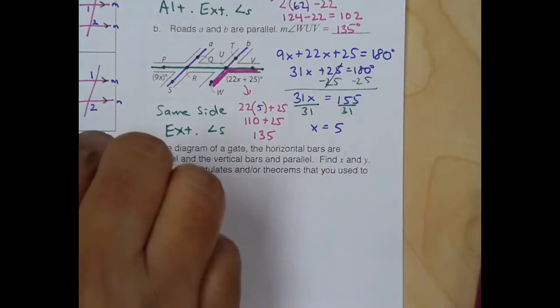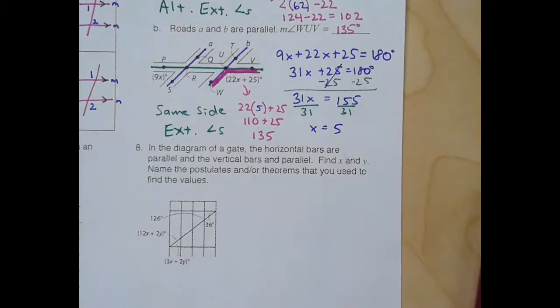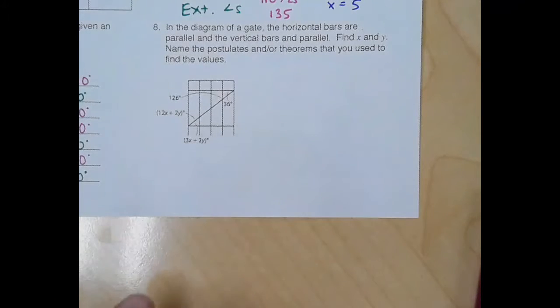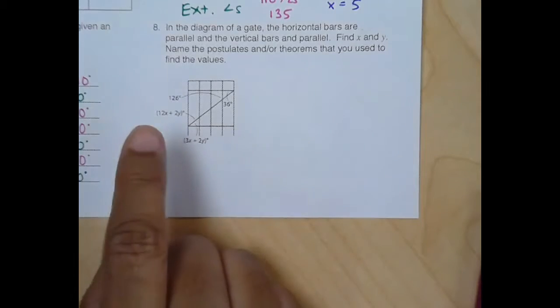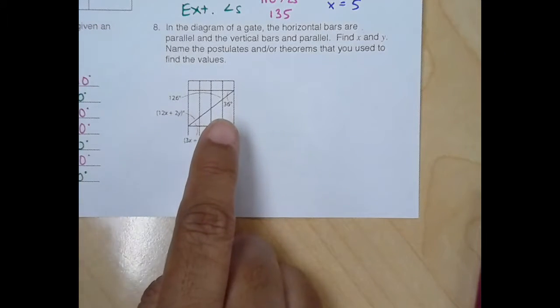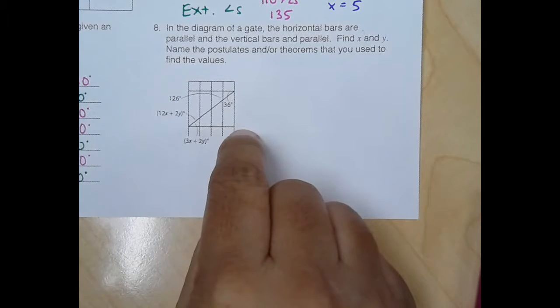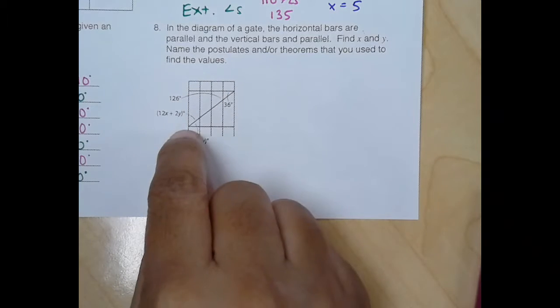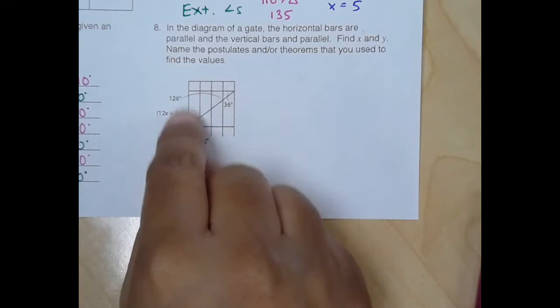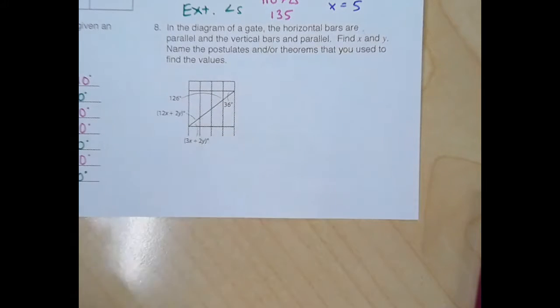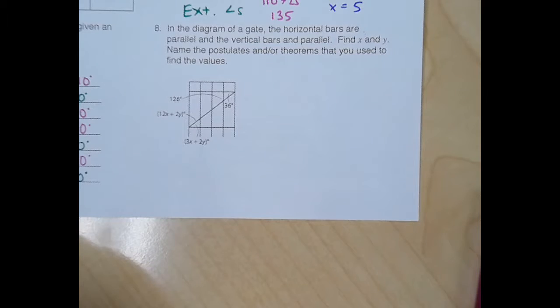All right, and then we have this last one. Because of all the lines that are going on, it could look very difficult to see where the given angles are. So I'm going to kind of highlight it and point things out. In the diagram of the gate, the horizontal bars, the lines that go left and right, are parallel. So this top and this bottom are parallel. And the vertical bars, the ones that go up and down, are also parallel. Find what x and y are. Name the postulate and/or theorems that you use to find the values.